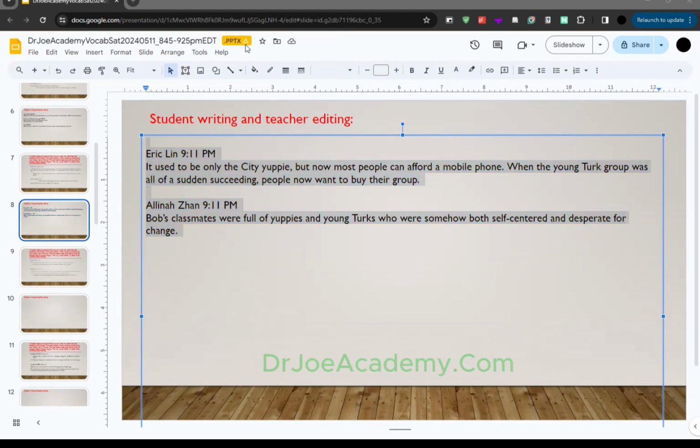It used to be only the city yuppie, but now most people can afford a mobile phone. When the Young Turk group was all of a sudden succeeding, now people want to buy their group.